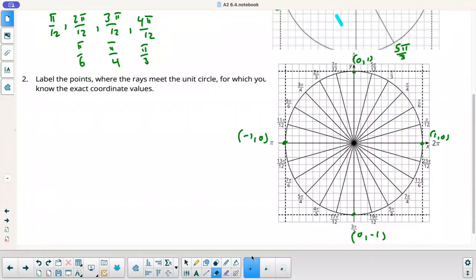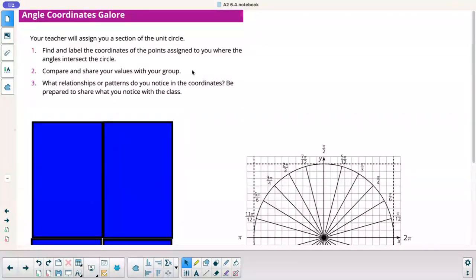I just know if the radius is 1 unit, though, from here to here, this has got to be 1 to the right. Same thing here. If I swing my radius up 1 unit, right there, that's 0, 1. Same thing there. So I know those 4 for sure. I don't know about the other ones yet.